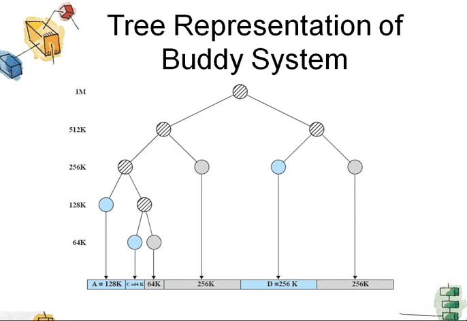Now this tree representation of the buddy system is shown here. The same thing is shown in terms of tree representation. See here, one free block is divided into two parts of 512K. Now this 512K is again divided into two parts of 256K. Now 256K is further divided into two equal parts, 128K. If we further split 128K, we get 64K free blocks available for us.